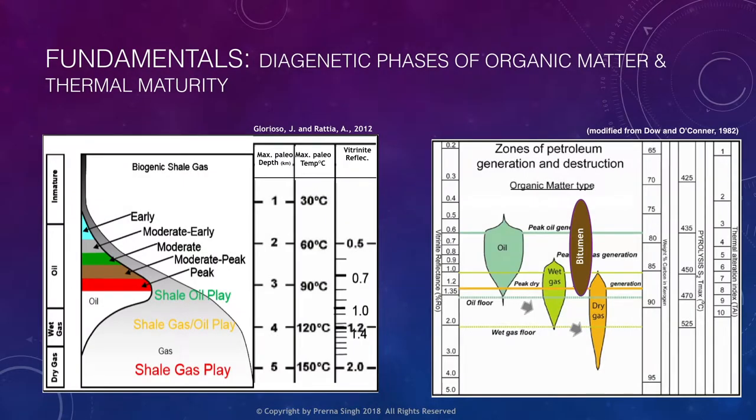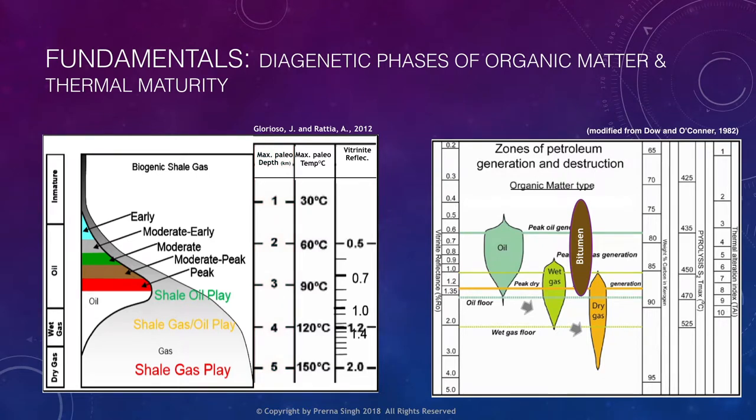Fundamentals. So with increasing thermal maturity, or as the basin subsides, the formation gets buried. They get exposed to elevated heat, which essentially converts the preserved insolubilized biomass into kerogen. This happens until a depth, or paleo depth, of about 2 kilometers or 60 degrees Celsius and a vitrinite reflectance of about 0.4 to 0.5.